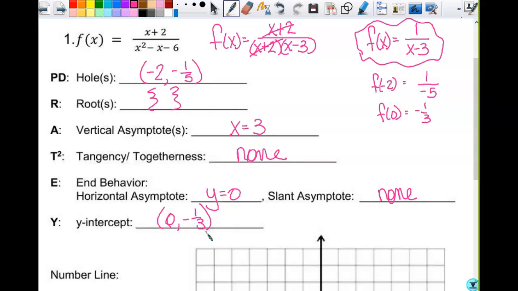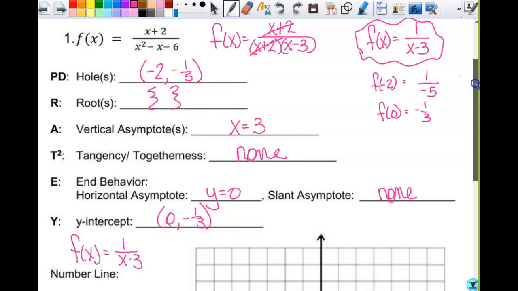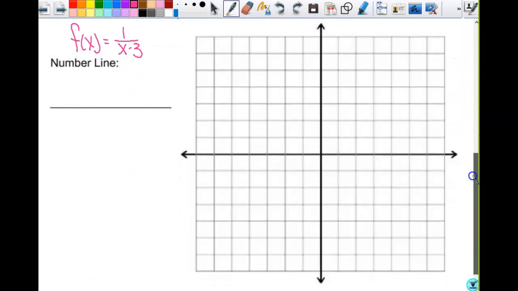We're still going to have to do the number line, so I'm going to rewrite my reduced function right here, so when I scroll I can see it. So f of x equals 1 over x minus 3. Any questions at this point? All right, so we're going to scroll. And then we need to do our number line.